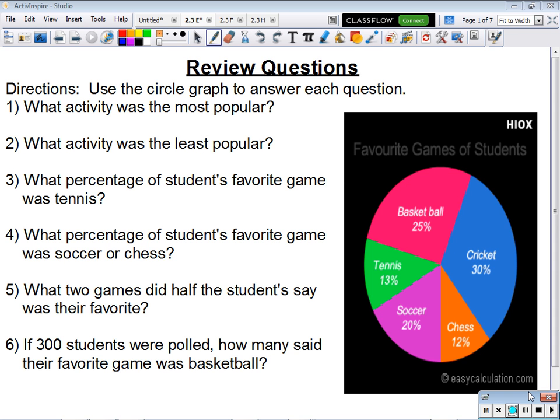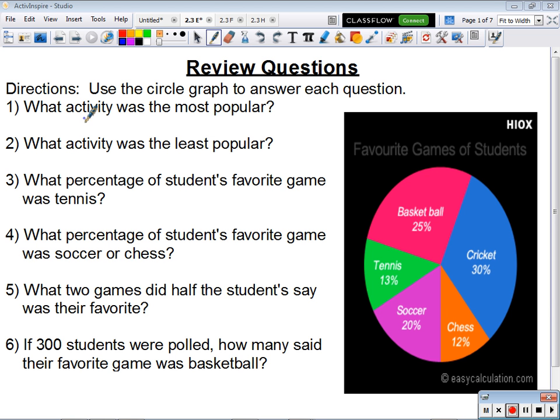So in this lesson, we're going to start taking a look at some things that we did from yesterday in regards to circle graphs. You have a circle graph here on the right, and it has favorite games of students. You're going to want to put this in the review section of your answer sheet. The directions say use the circle graph to answer each question.